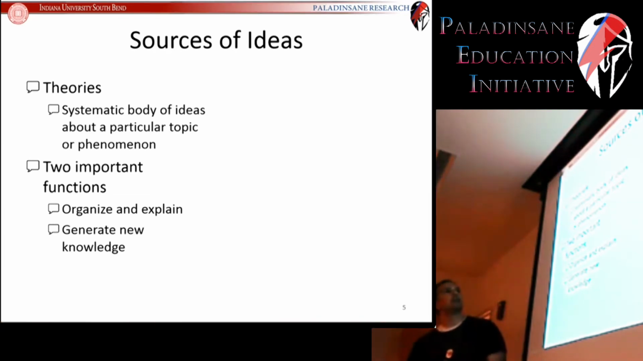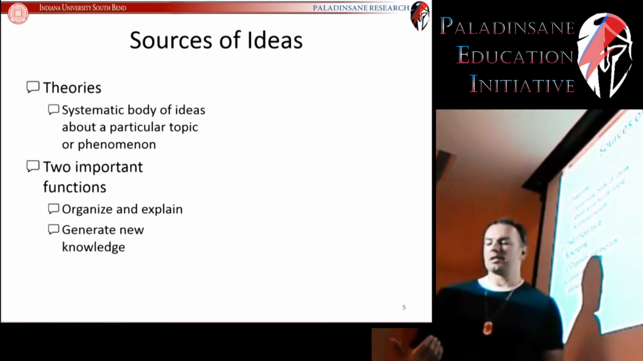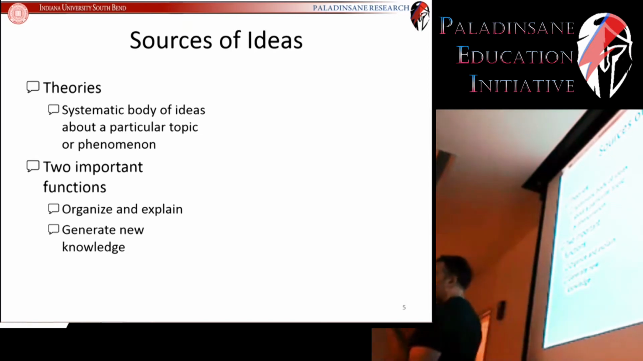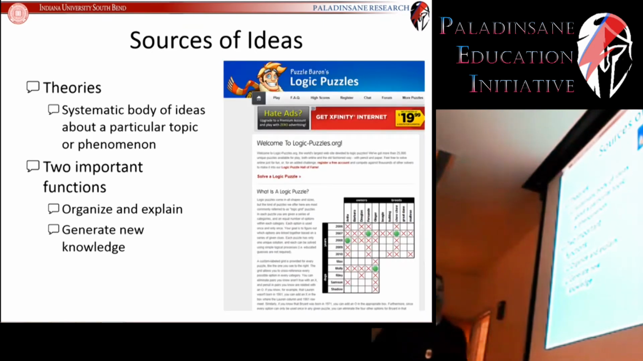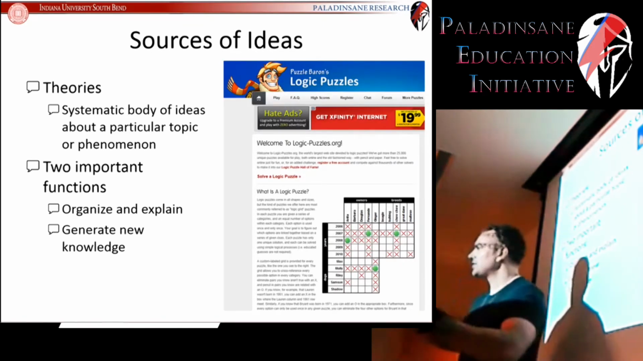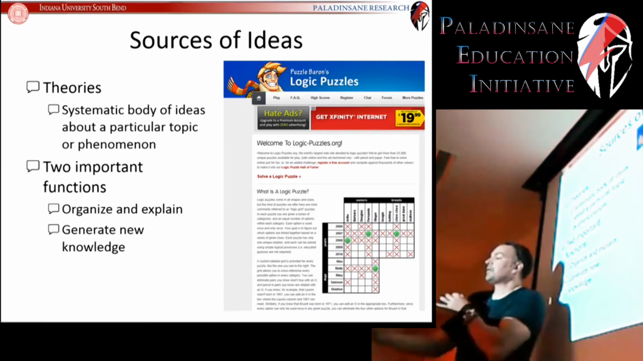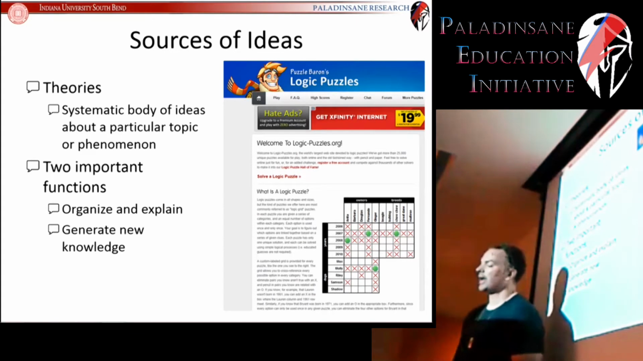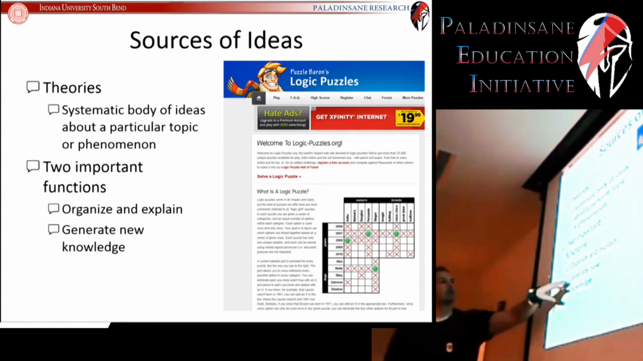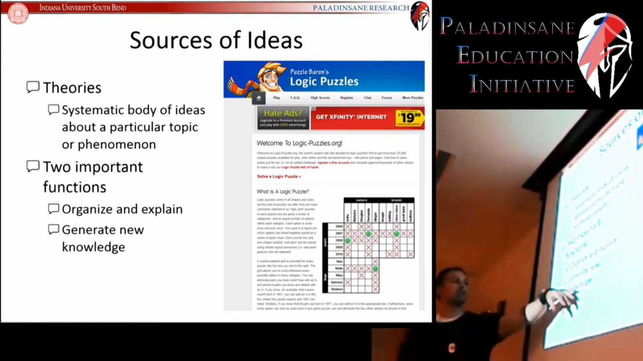And then touching on the sources of ideas, theories are also used to generate new knowledge. Oftentimes in psychology, and it's occurring more and more, what people will do, the same way that you are doing those logic puzzles, is look at two theories, and by combining them together through deduction, they'll come up with new knowledge, new predictions, new expectations about the way that behavior will work. So theories are great because they organize and explain. They allow you to combine ideas to form new knowledge.